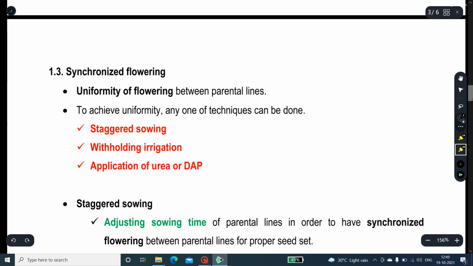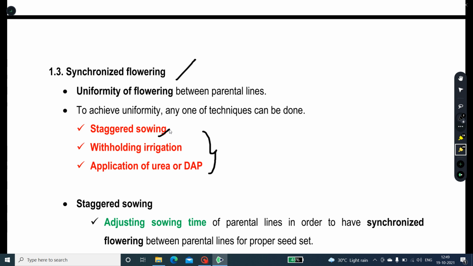The next important practice of hybrid seed production is synchronized flowering. This is to have uniformity of flowering between the parental lines, and to achieve this uniformity of flowering, any one of the following techniques can be done. One is staggered sowing, which is adjusting the sowing time of parental lines to have synchronized flowering habits. Others are withholding irrigation and application of DAP or urea to enhance the flowering habits. Let us see one by one in detail.